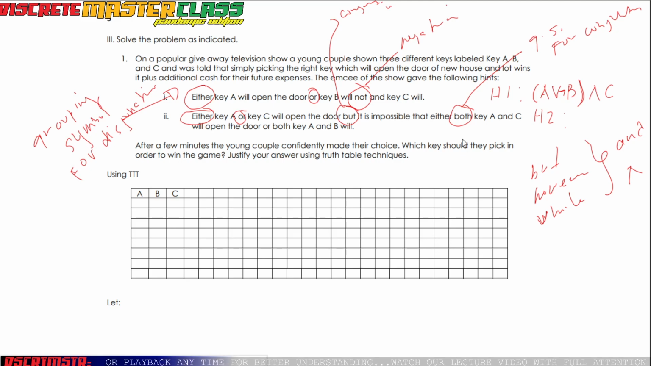Now, the word impossible also is very important. When we say impossible, you know what that means, it is not possible. So, think carefully about how you will symbolize number 2. Now, for example, you have symbolized hint 1 and hint 2. What happens is you will conjunct hint number 1 and hint number 2. So, your propositional form will be the symbolized hint 1 and the symbolized hint 2. That will be the last column for this truth table.